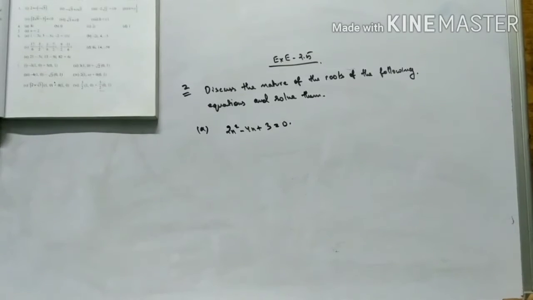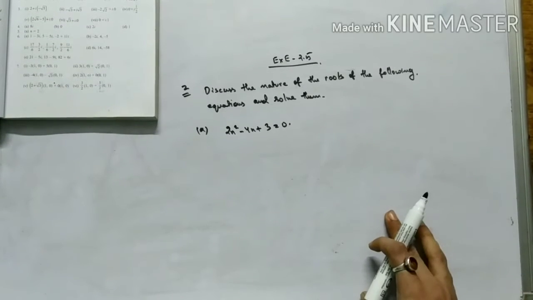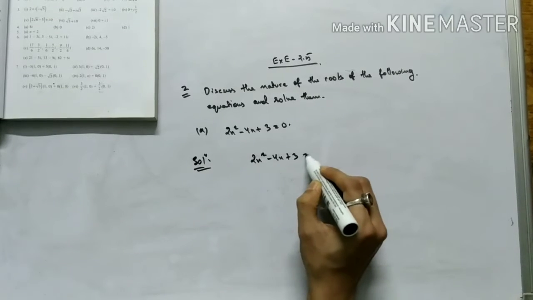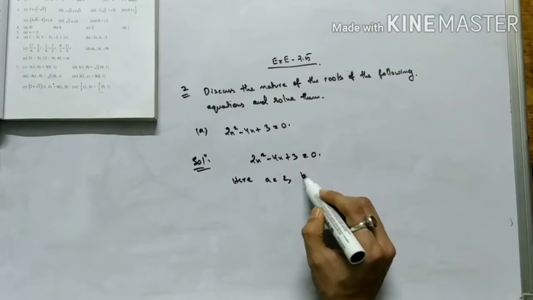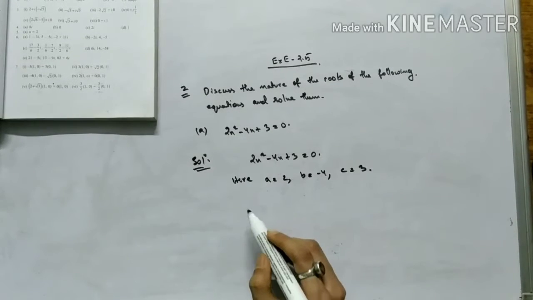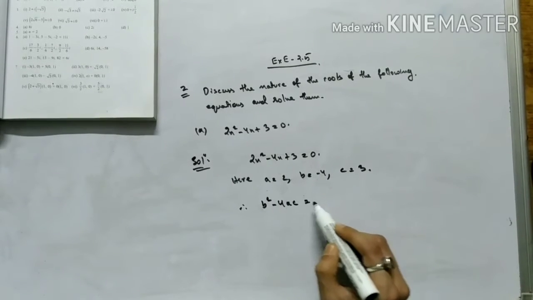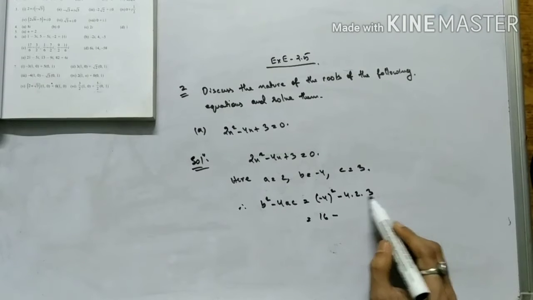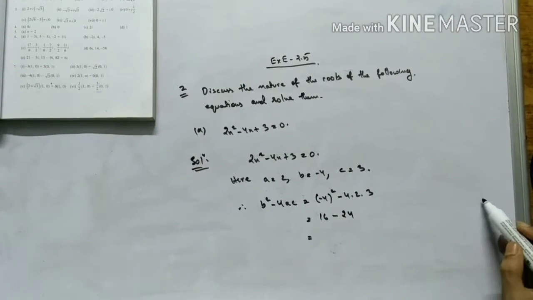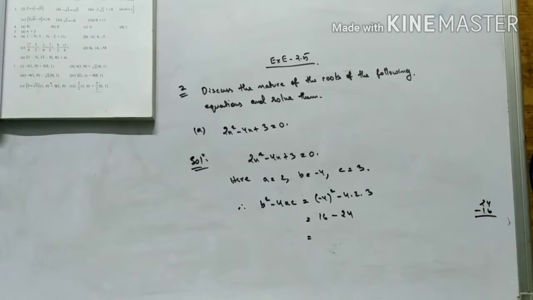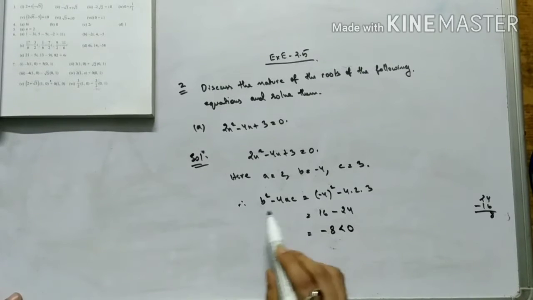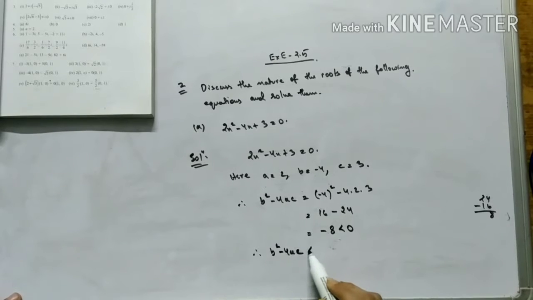So exercise 2.5 type 2 here. Discuss the nature of the roots of the following equation and solve them. This we have already done in an example. So this one: 2x square minus 4x plus 3 is equal to 0. Here a is equal to 2, b is equal to minus 4 and c is equal to 3. Therefore b square minus 4ac is equal to (minus 4) the whole square minus 4 into 2 into 3. This is 16 minus 24, which gives me negative 8, which is less than 0. So b square minus 4ac is less than 0.